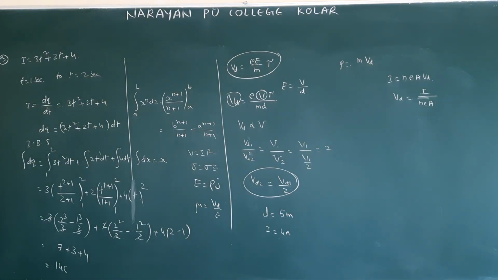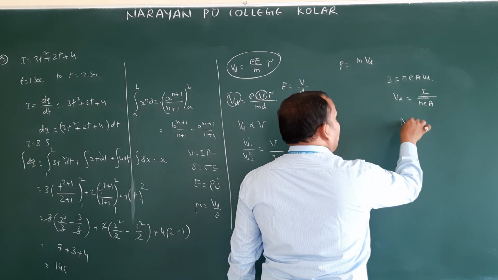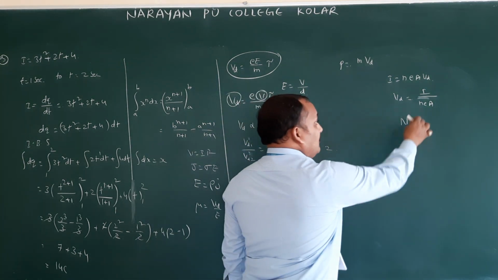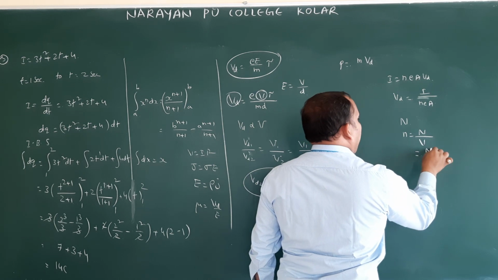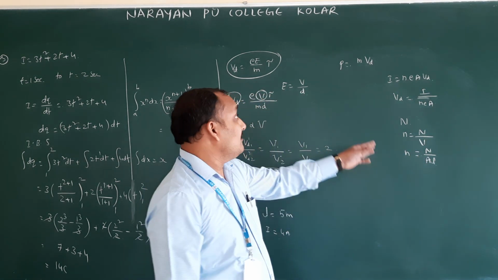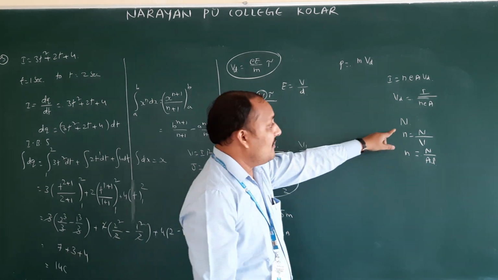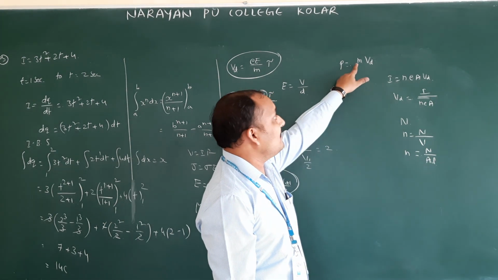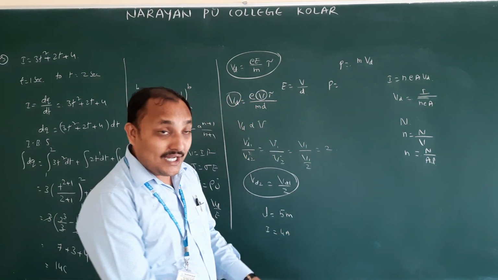They ask for the total momentum of electrons. How many electrons are there? We will assume the total number of electrons to be capital N. The small n is equal to N by V, that is N by A L. I think you remember this from the derivation. So the number of electrons is capital N, and you should multiply by it, because they ask for the momentum of all electrons, not one electron.